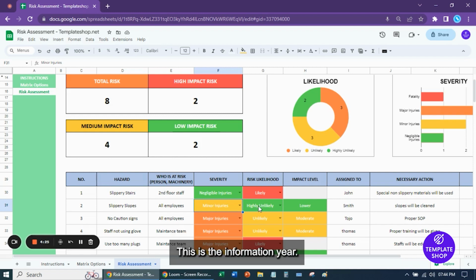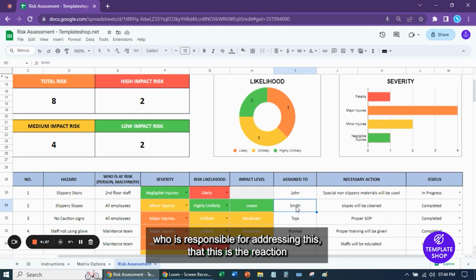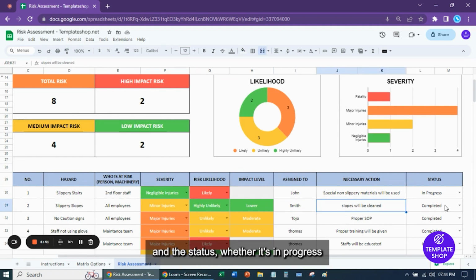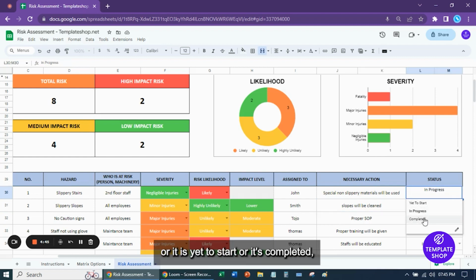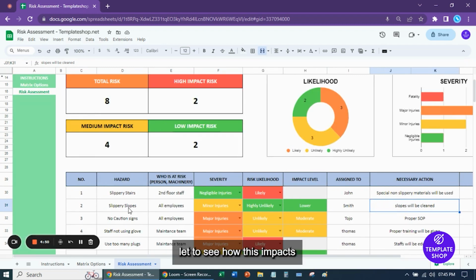Based on the information here, it provides the impact level to us. Not just that, it has been assigned to a particular person who is responsible for addressing this, the necessary action, and the status, whether it's in progress or yet to start or completed. Let us see how this impacts the impact level, changing anything here.